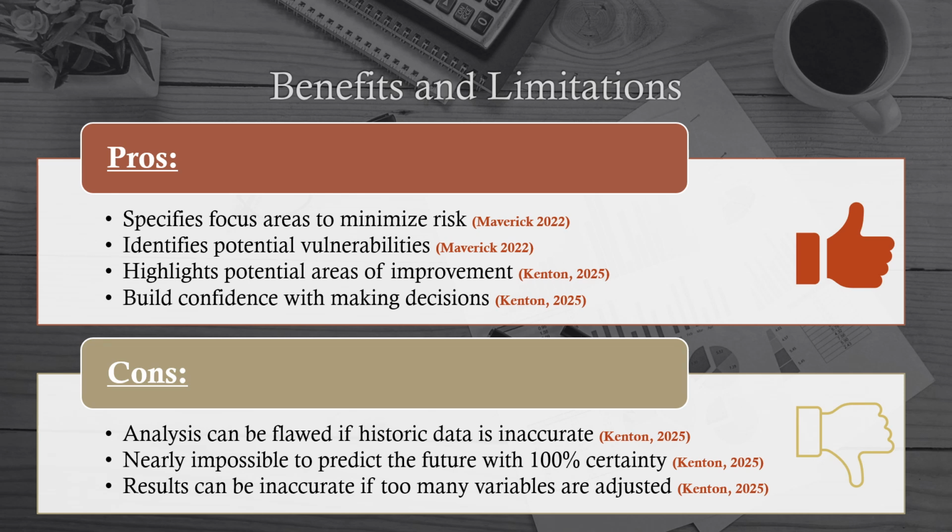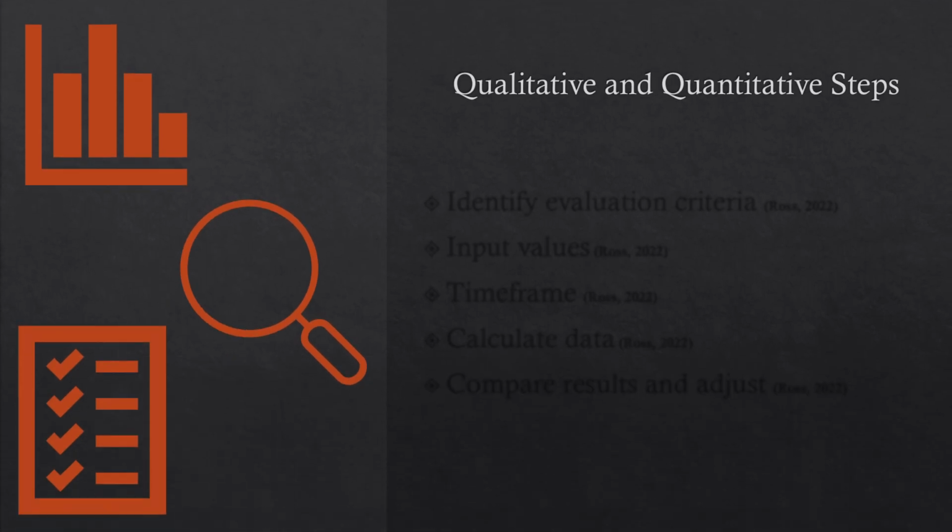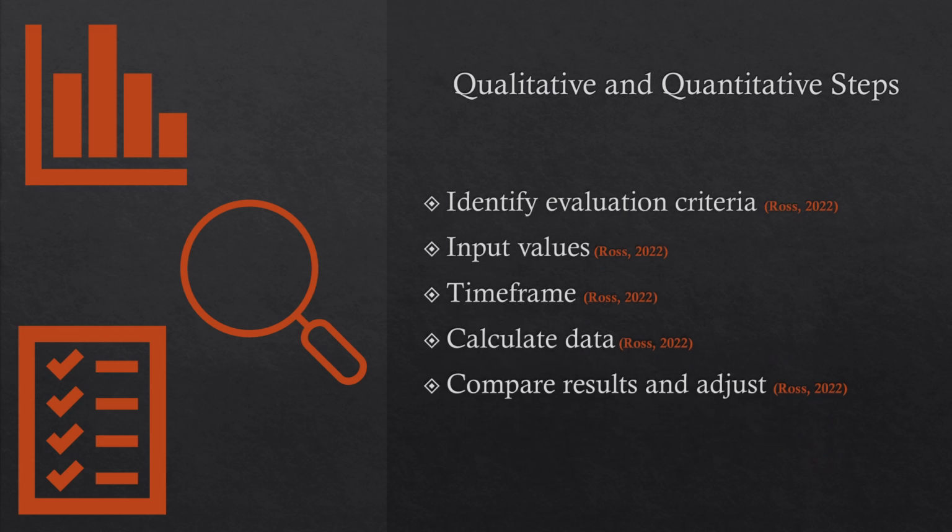Next, the qualitative and quantitative steps necessary for conducting sensitivity analysis. First, the evaluation criteria need to be identified. For instance, a goal could be generating a 20% profit. When the evaluation criteria have been established, input variables such as rates, costs, and time are needed. After establishing the variables, a time frame of observation should be established.